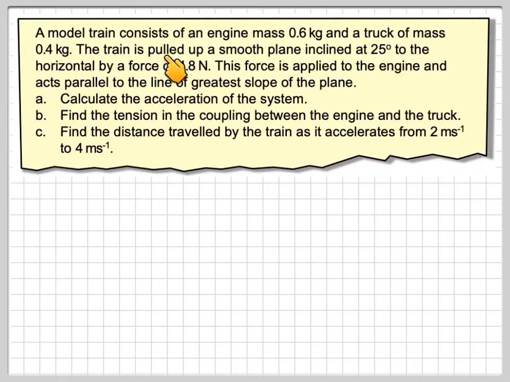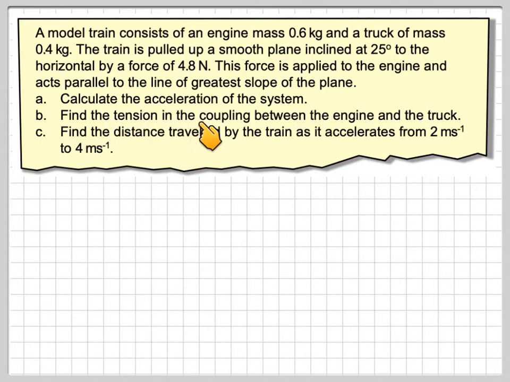A model train consists of an engine of mass 0.6 kilograms and a truck of mass 0.4 kilograms. The train is pulled up a smooth plane, emphasis on the word smooth, inclined at 25 degrees to the horizontal by a force of 4.8 newtons. This force is applied to the engine and acts parallel to the line of greatest slope of the plane.